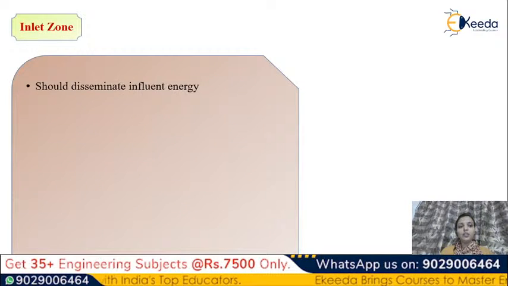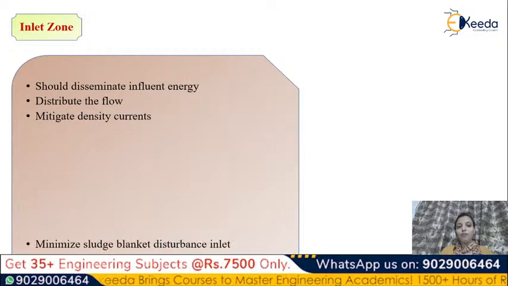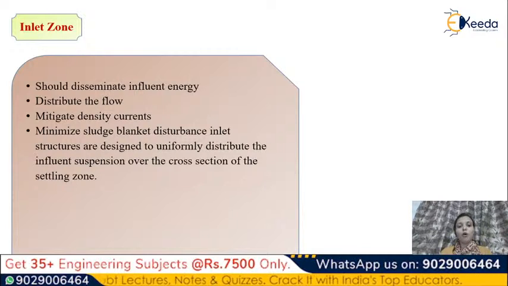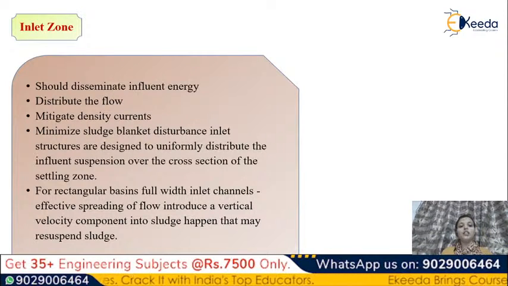First is the inlet zone. This zone should dissipate the influent energy. It distributes the inflow, mitigates the density current, and minimizes sludge blanket disturbances. Inlet structures are designed to uniformly distribute the influent suspension over the cross section of the settling zone. So the main function of the inlet zone is to distribute all this water uniformly, to maintain its velocity and uniformity.